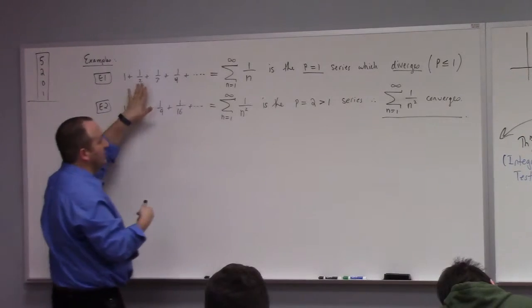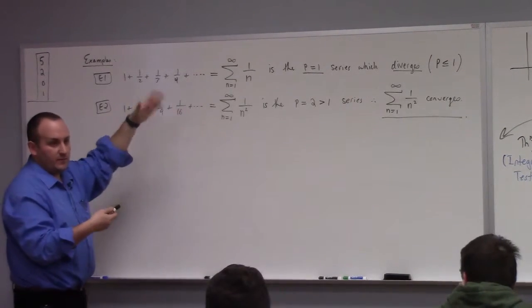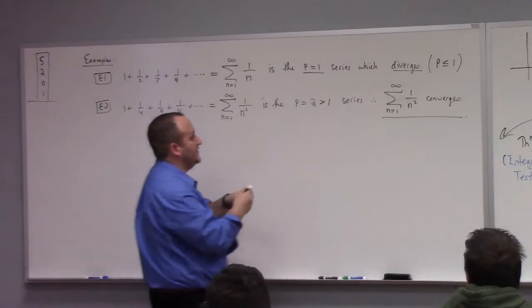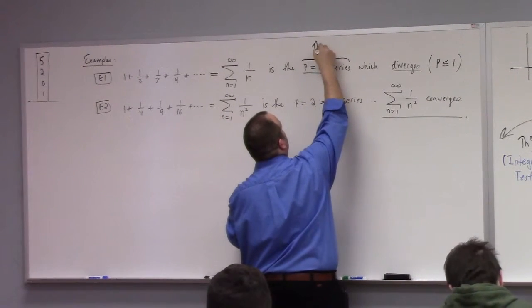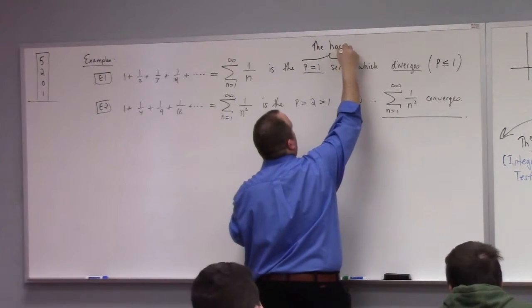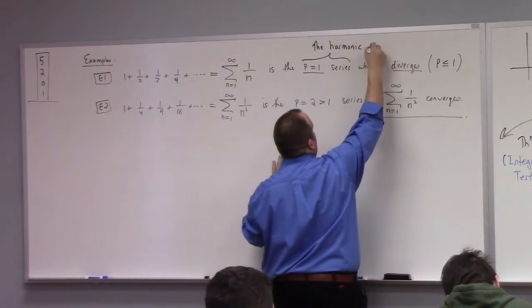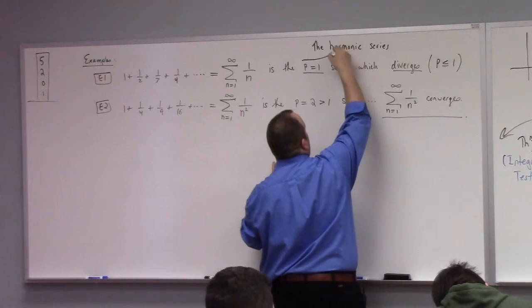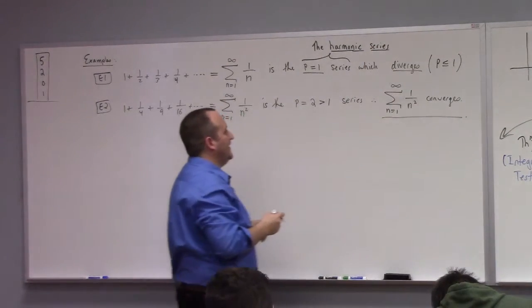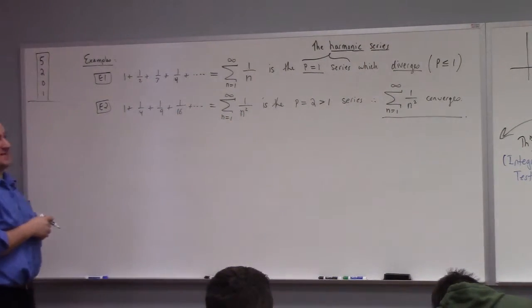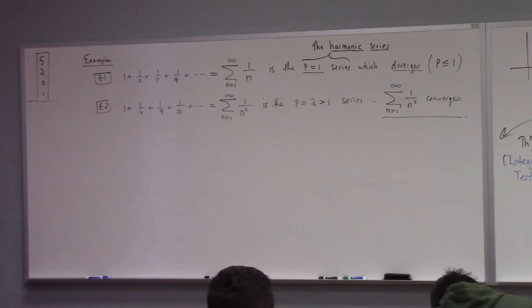So example 1, this P equals 1 series is so important. It's such a crucial example. It has another name. This is also known as the harmonic series. And I will admit, why is it called the harmonic series? I don't think I actually know the reason for that, honestly.